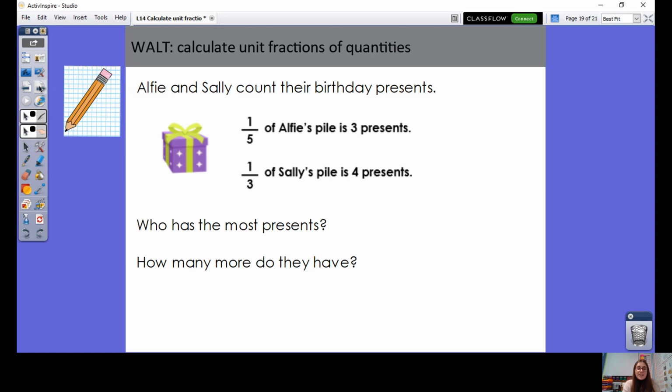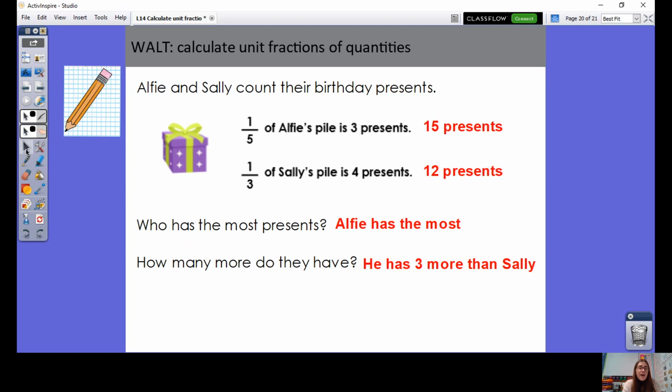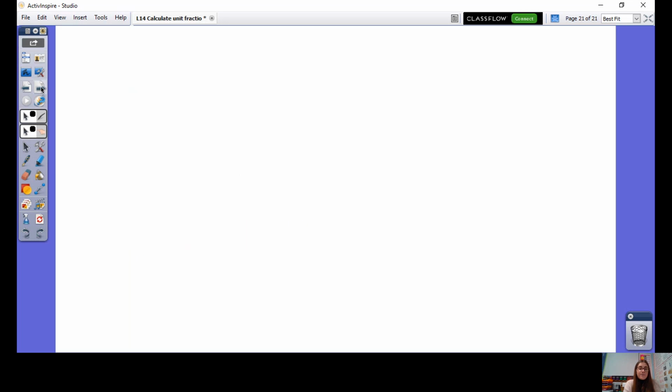Okay, welcome back. Let's check the answers for this one. So Alfie had 15 presents. 1/5 of his pile was 3 presents, so we needed to do 3 times 5 to get to 15. And for Sally, 1/3 of her pile is 4 presents, so we need to do 4 times 3 to get to 12. So it was Alfie who had more presents, and he had 3 more than Sally, because 15 take away 12 is 3. So well done if you managed to work that out.